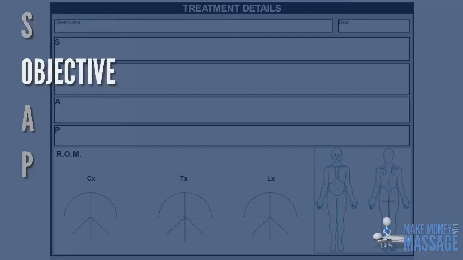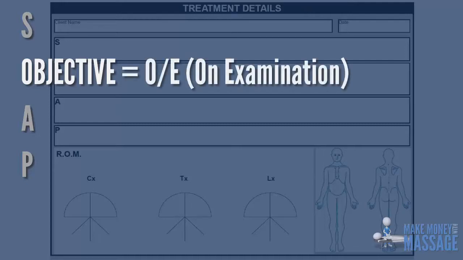The O area stands for objective. So this is your observation. This is what you discover on assessment, on palpation. So they've told you what they think their problem is. They have relayed to you their symptoms, how they're feeling. Now, this is where you fill in the blanks and actually record what you actually find. And this area is equivalent to on examination in other note-taking techniques.